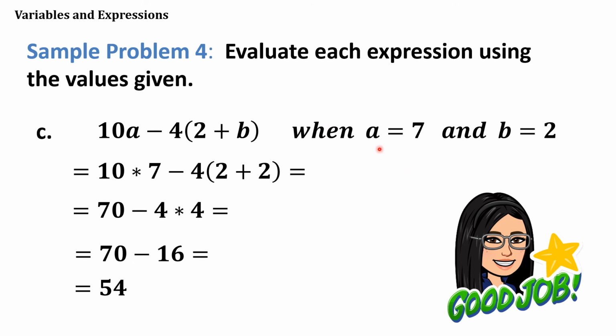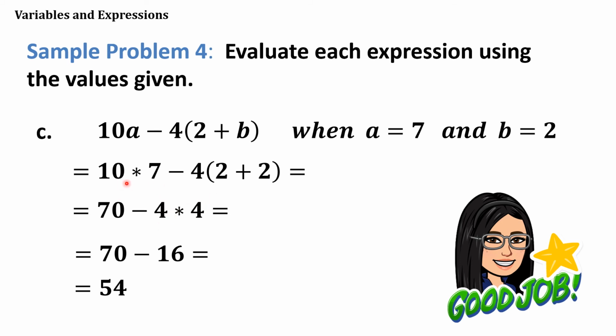So all I did right here was to substitute my value with my variable. That variable a equals 7, so I just substituted there, and my variable b equals 2, so I just substituted there. Then I first did the parentheses. My parentheses was 4, right? And I did that first.